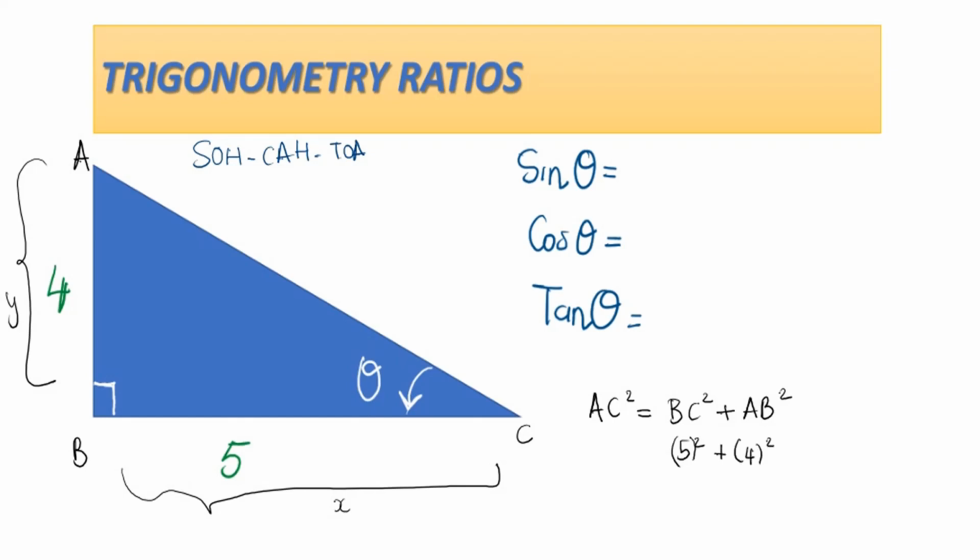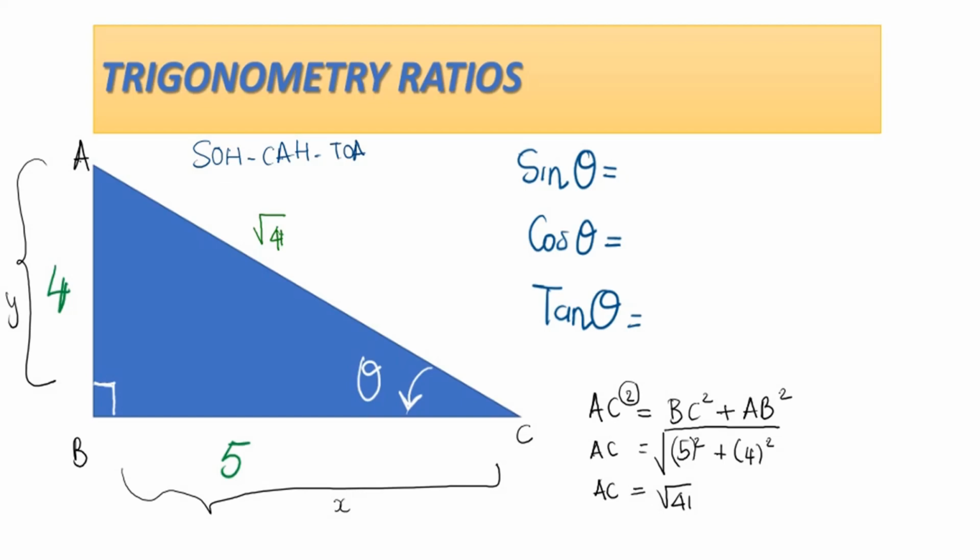To find your AC, we're going to square root both sides, to cancel out the square. And then you'll find that your AC is equal to the square root of 41. So now that we've calculated our hypotenuse, guys, we can simply define our trig ratios.